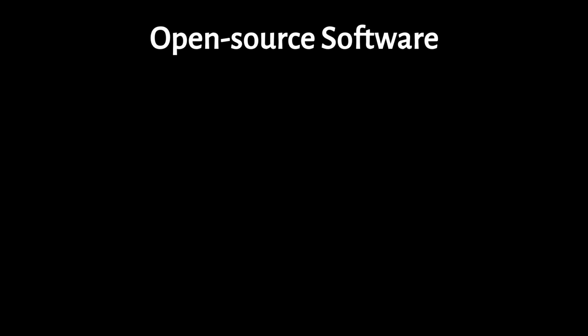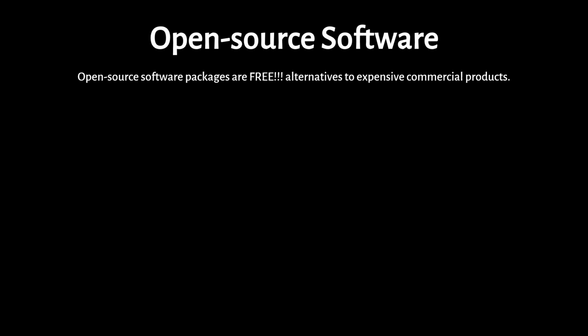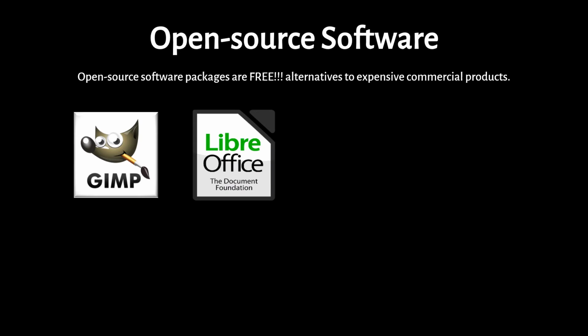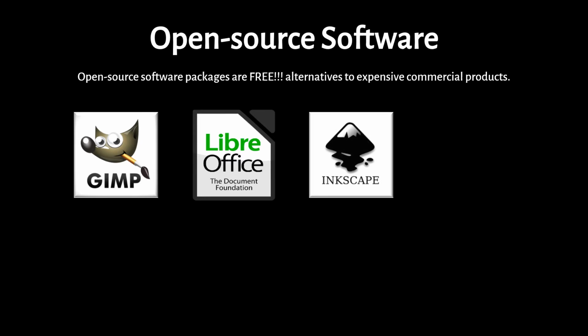Glorious open source software. Open source software packages are free alternatives to expensive commercial products. Hopefully you're familiar with a few of these full-featured free programs. There's GIMP, which is a free, much-loved alternative to Adobe Photoshop. And for years, people who could not afford Microsoft Office have been using the free, full-featured LibreOffice. Artists, animators, and game developers have fallen in love with other awesome open source software such as Inkscape and Blender.